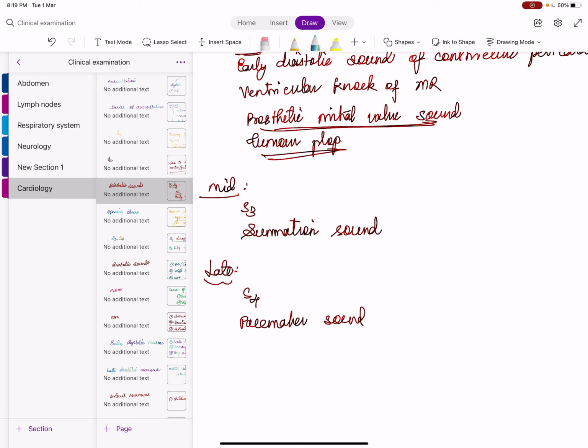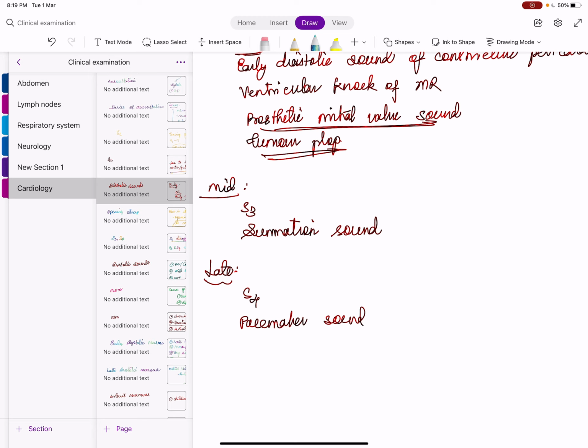Palpate the carotid. The sound which comes along with the carotid is S1, because ejection starts at that time. So S1 is the sound which comes along with the pulse. S2 has no marker as such.